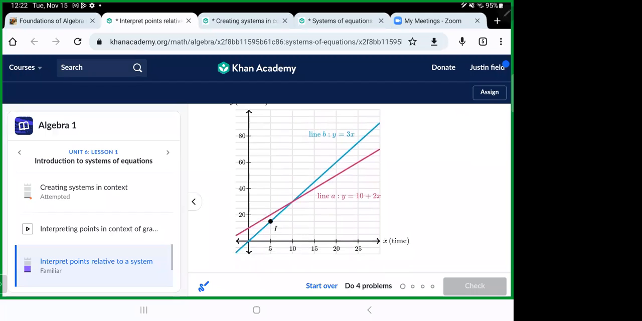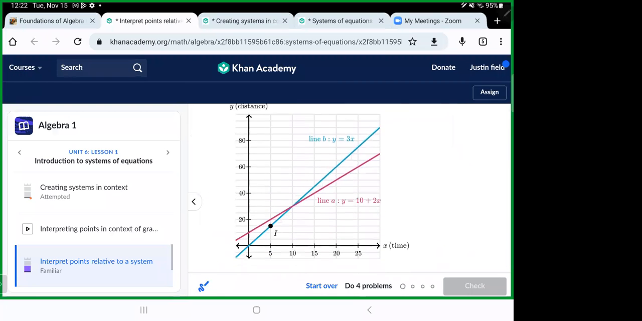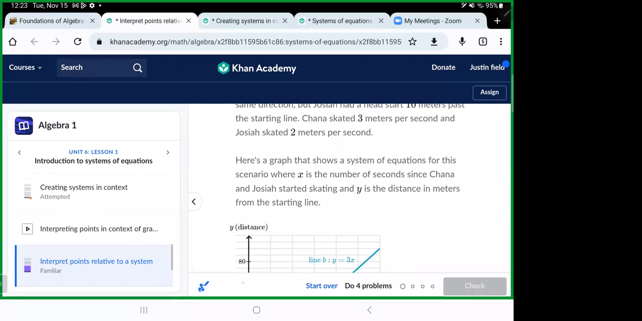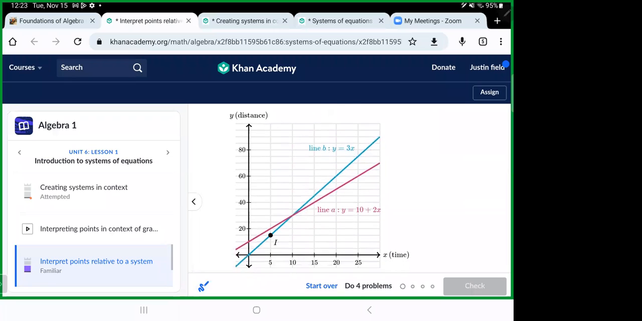And so what does this point here represent? Okay, so again, X is time, so we know that this is 5. Those are seconds, not minutes. Okay, so this is 5 seconds here. So at 5 seconds, we have 2 lines. We have the 3x and we have the 10 plus 2x. So which line represents which person? Well, who's skating at 3 meters per second? Chana. Okay, so this is Chana. And this is the other guy, Josiah.